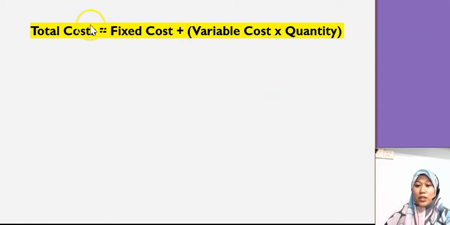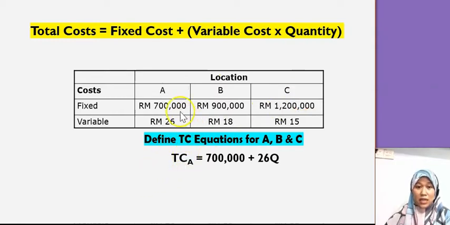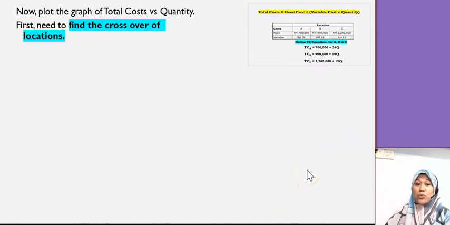So first kali you kena keluarkan equation. Equation TC: TC punya equation adalah fixed cost campur variable darab quantity. So these are the tables given. You kena keluarkan berapa? TC ada 3. So TCA, fixed cost dia 700,000 campur 26 dia punya variable cost darab Q, and then for TCB 900,000 campur 18Q, and then for TCC kita ada 1.2 juta campur 15Q. So dah ada 3 equations yang betul, then you can proceed to crossover.